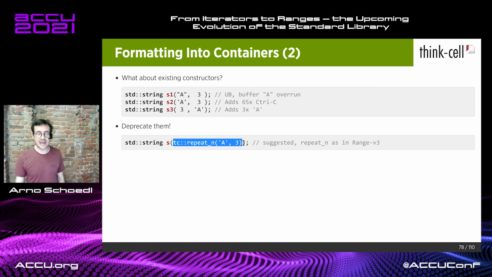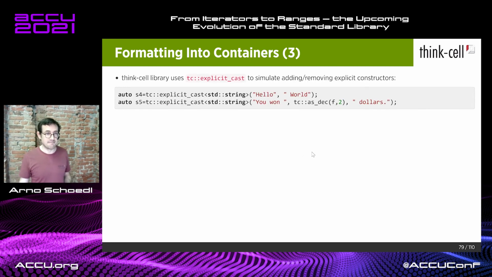We first have an abstract way to say, okay, I want 3 times this A. And it's not something that depends on being a string or anything. You can use it with a vector. It's just, again, a range that you're creating. Maybe you don't even need to instantiate that. Maybe you can use it lazily in a way that you can just iterate over it. And range v3 does have a repeat n. So these things, in my opinion, should be written like this.